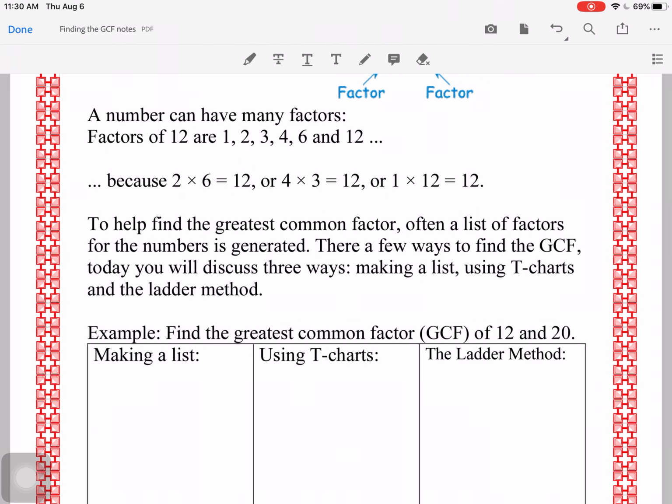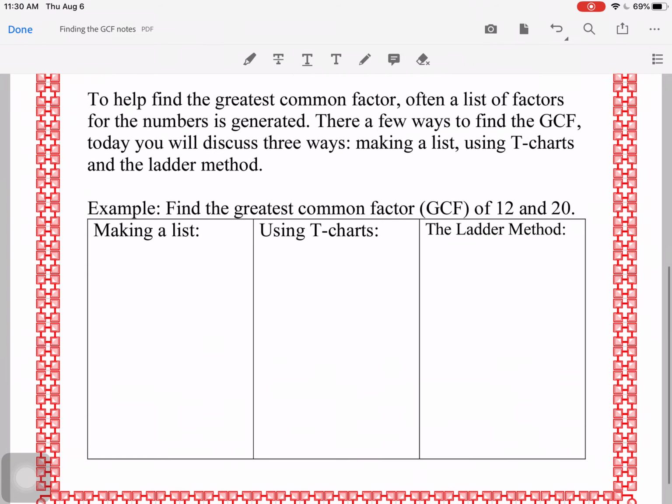To find the greatest common factor, often a list of factors for the numbers is generated. There are a few ways that we can find the GCF, but today we're going to talk about making a list, using the T-chart, and the ladder method. And any one of these ways that you choose to do it is completely fine. So the first way we're going to talk about is making a list.